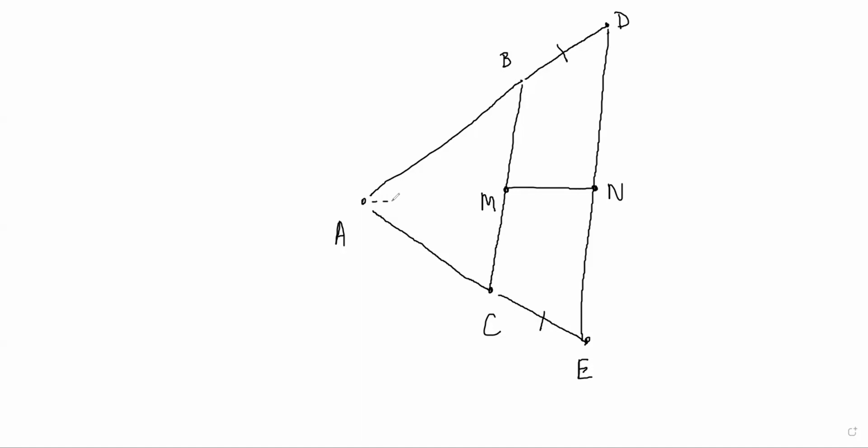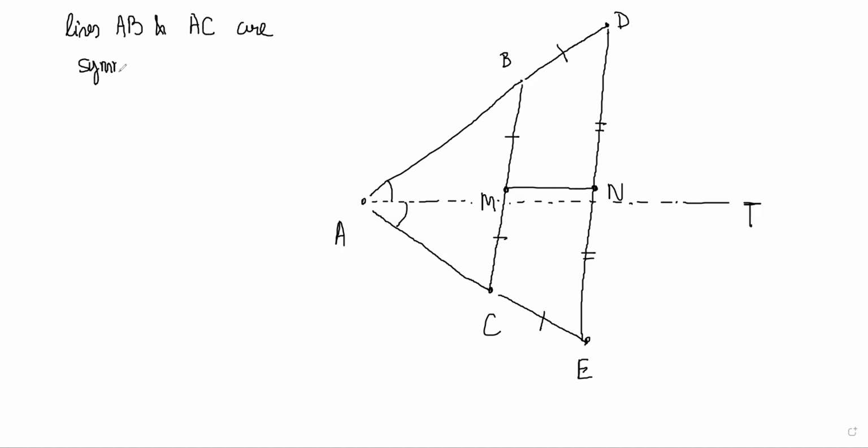And let's say we have another line here, which is the angle bisector. Let's say this is my AT line. I have to prove that MN is parallel to AT. M and N are midpoints. Now, we know because AT is an angle bisector, lines AB and AC are symmetrical about the bisector, about AT.